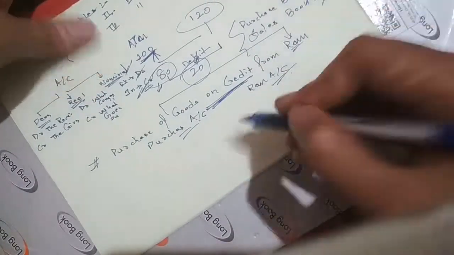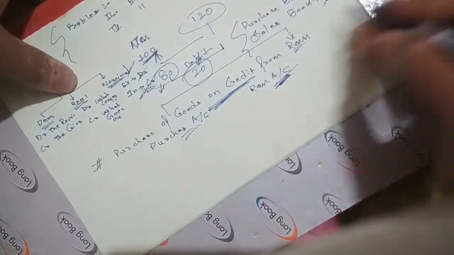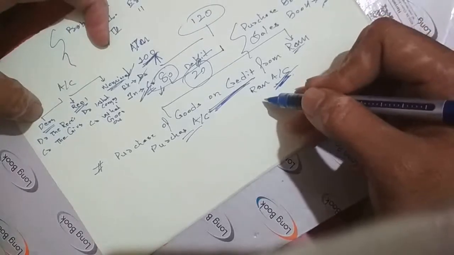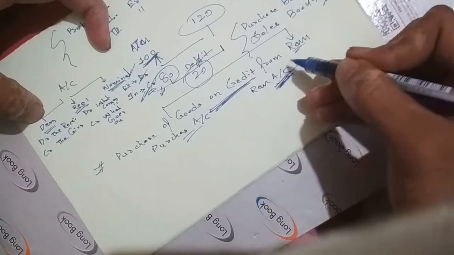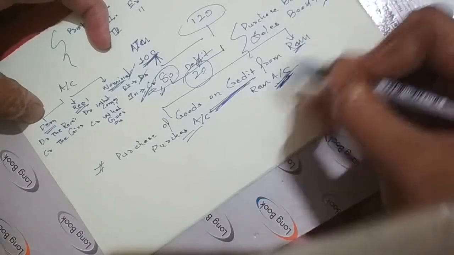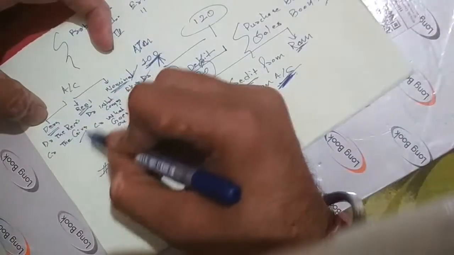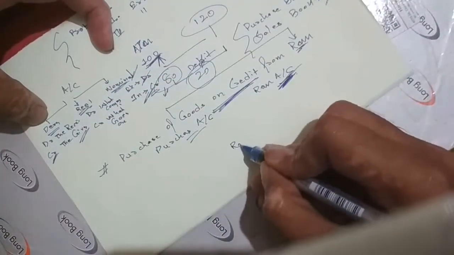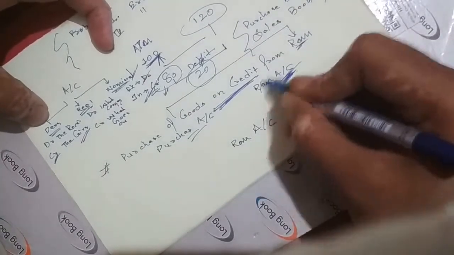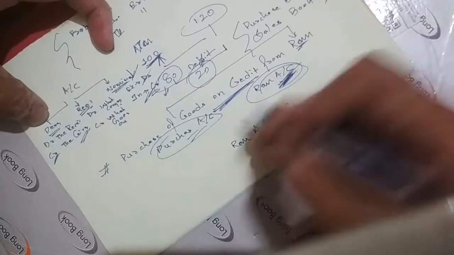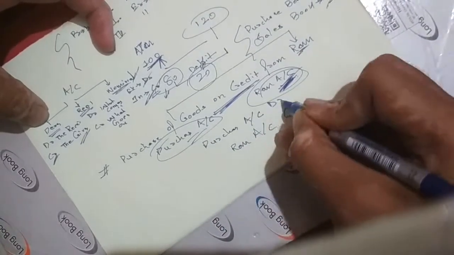Now we will see what the rules say. Since Ram account is a personal account, we will see whether Ram is a giver or receiver. Since Ram is giving us the goods, he is the giver. Now the giver is credited, so Ram account is credited, and if one is credited, the other is automatically debited. Purchase account is debited.